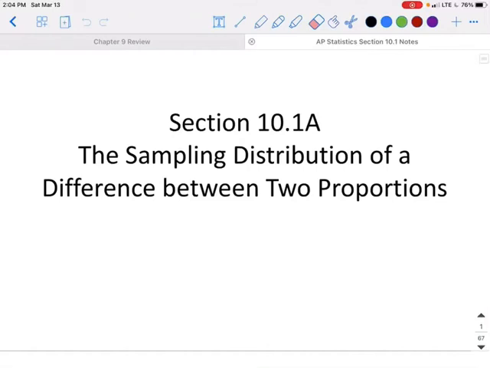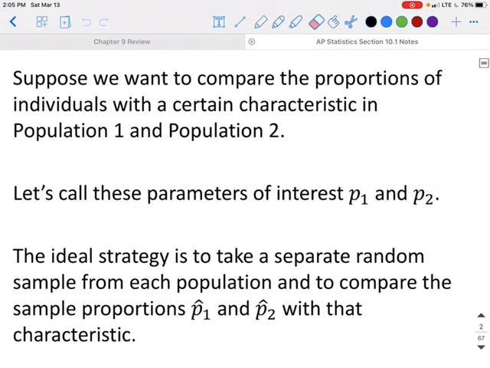This is section 10.1 part A, the sampling distribution of a difference between two proportions. Suppose we want to compare the proportions of individuals with a certain characteristic in population 1 and population 2. Let's call these parameters of interest P1 and P2. The ideal strategy is to take a separate random sample from each population and to compare the sample proportions p hat 1 and p hat 2 with that characteristic.